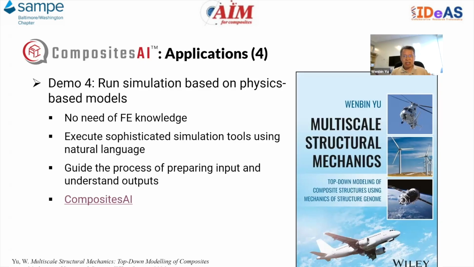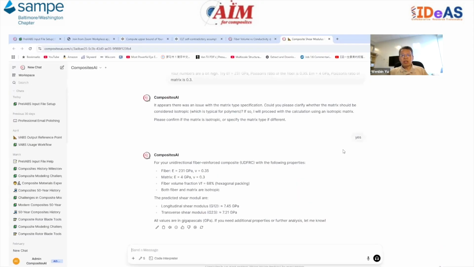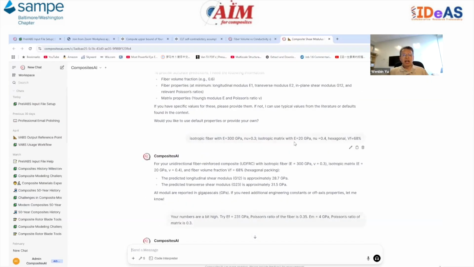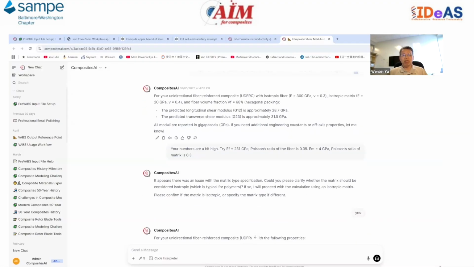At that time, Composites AI was not available. Now he does not have to do it this way anymore. Let me show what he can do now. Say I want to predict the longitudinal transverse shear modulus of UDFRC. I ask, can you help me? It says, I can help, provide me some inputs. I say isotropic fiber, Young's modulus, Poisson's ratio, and the matrix. Of course, fibers could be non-isotropic; that's not the point and not important at this point. And also hexagonal packing and a volume fraction of 68%. It will give the results.